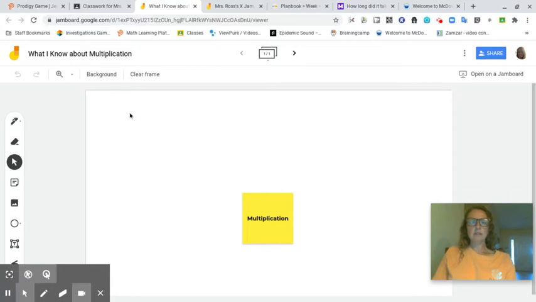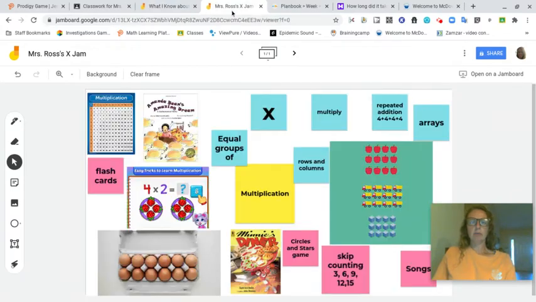Okay, let's see how much you remember from 3rd grade. If you take a look at Miss Ross's multiplication Jamboard, I have what I feel the most important thing you should remember is that multiplication means equal groups of, and this is the symbol that we use. You also learned that multiplication means rows, equal rows and columns, which form arrays. And I remember seeing your array cities outside of Miss Shelby's room last year.